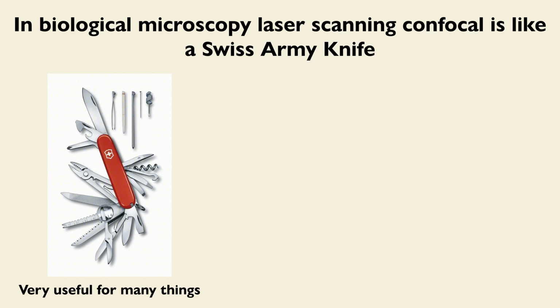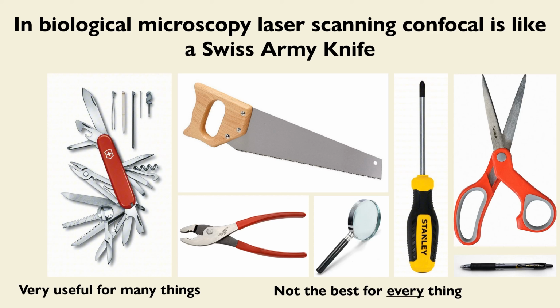So to sum up, I would say that in biological microscopy, laser scanning confocal is like a Swiss Army knife. It's very useful for many things. So I have one of these knives at home. I use it for all sorts of stuff, but it's not the best tool for everything. So if I need to use a saw, I will not use this. I will use a proper saw that I have in my tool shed. Nevertheless, it's very useful to have this instrument. It allows you to do a lot of things, and that's why we have so many in biological research and why it's such a useful tool for so many things.